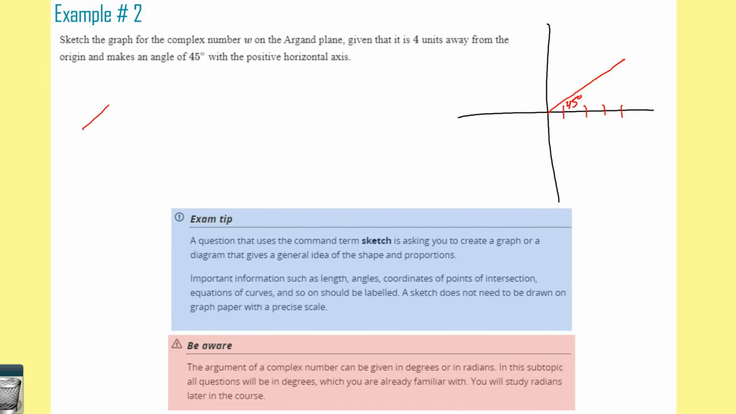Hopefully we remember a 45, 45, 90 triangle. You've done this so many times. These sides are the same, so I can go 4 units to the right and 4 units up.